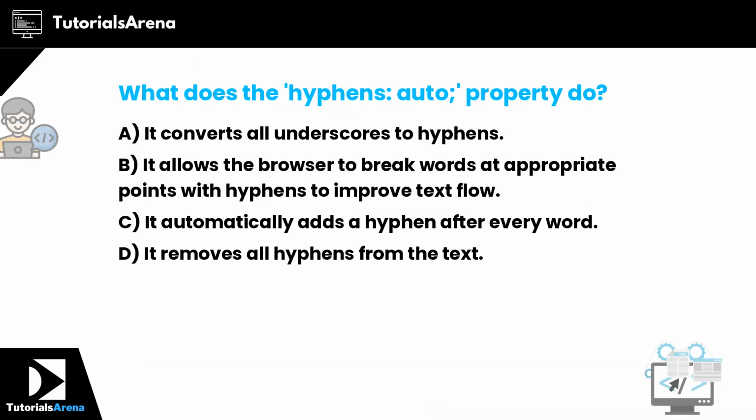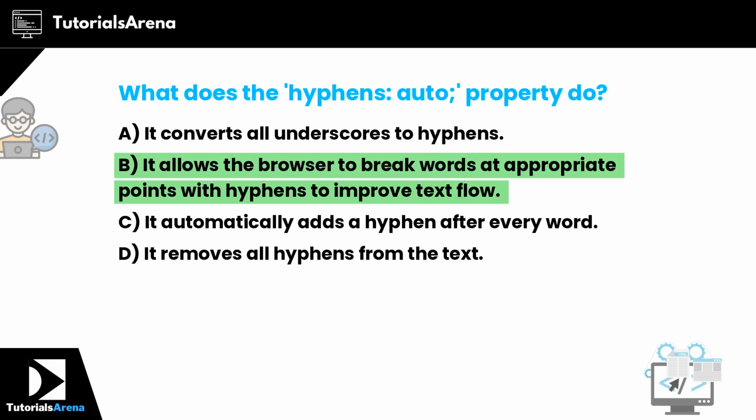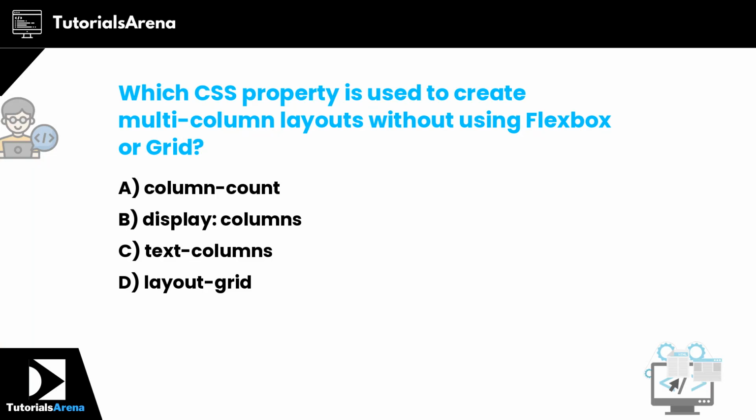What does the hyphens: auto property do? The correct answer is option B. It allows the browser to break words at appropriate points with hyphens to improve text flow. Which CSS property is used to create multi-column layouts without using Flexbox or grid? The correct answer is option A, column-count.